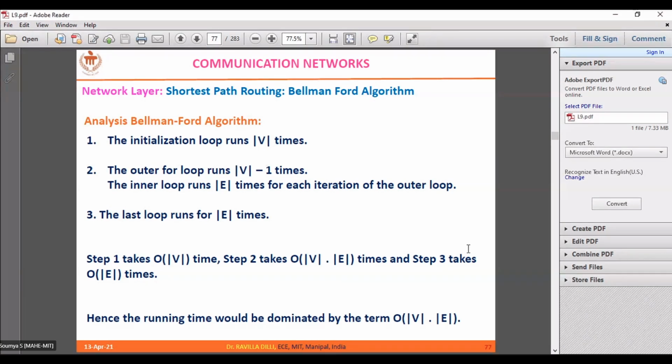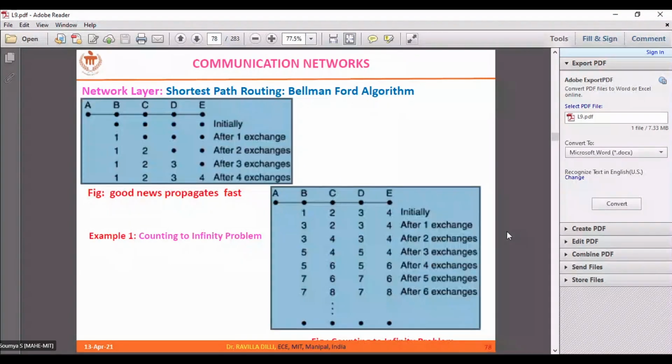Now moving further, there is one important disadvantage in the case of the Bellman-Ford algorithm, and that is the count to infinity problem. It is also equivalent to saying that good news propagates very fast and bad news takes its own time, it is lethargic to propagate. Now what does it mean? Just look at these two diagrams given here, where my cursor points to.